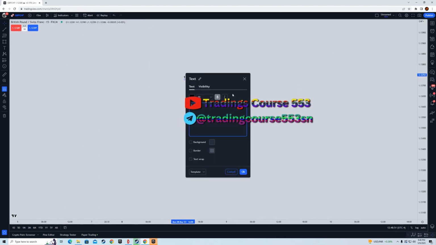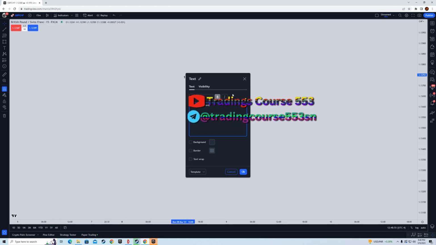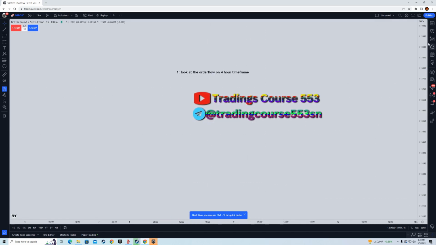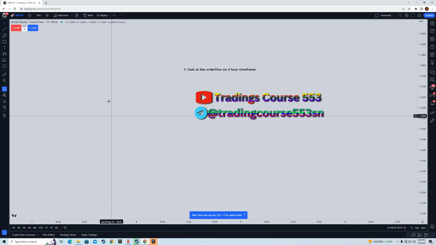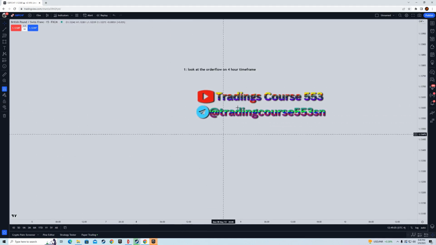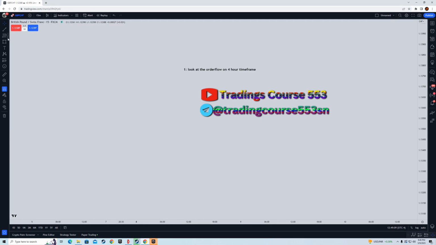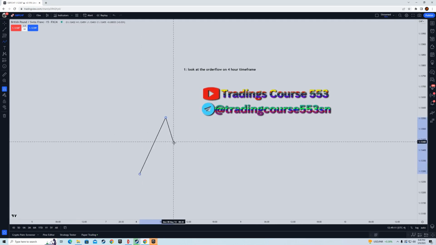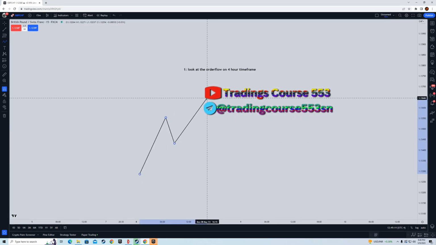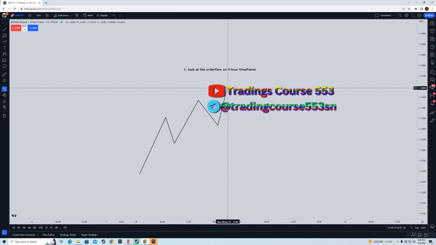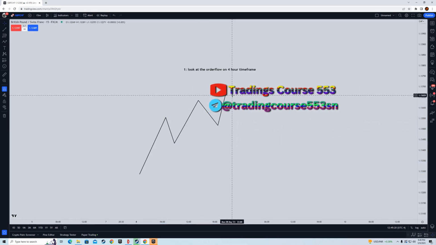Number one thing is to look at the order flow on the 4-hour time frame. When you open the charts, let's say you open EUR/USD, you don't want to go back. What do you see at the current price? Are you seeing price going up, creating higher highs, higher lows, higher highs? If you see three higher highs like that, the trend is bullish.